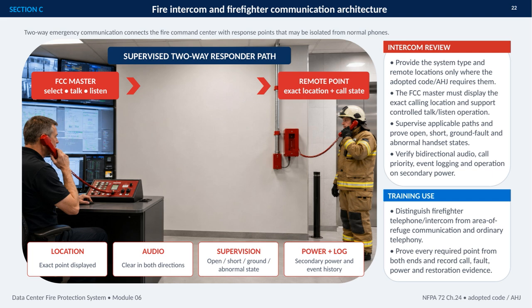Testing also needs to go beyond simply placing a call. We need to prove supervision for open circuits, short circuits, ground faults, and abnormal handset conditions. The review should include call priority, event logging, operation on secondary power, and proper restoration after a fault. Finally, we should distinguish this system from area of refuge communication and ordinary telephony. Where the adopted code or authority having jurisdiction requires these points, every location should be tested from both ends, with evidence recorded for calls, faults, power transfer, and restoration.